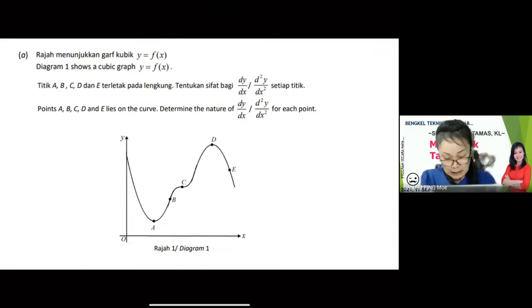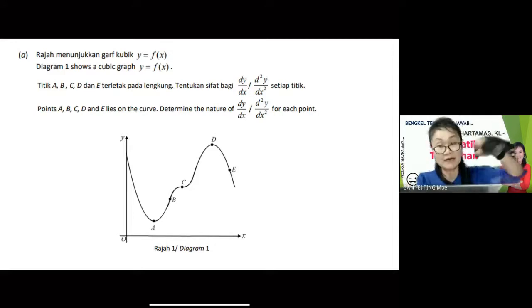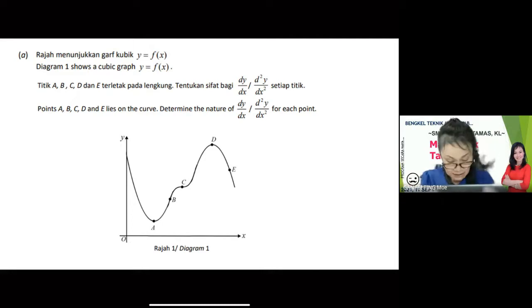Okay. Diagram 1 shows a cubic graph. A cubic graph. Why cubic? Macam ular kena palu. It's not the senyum graph. It's not the muka masam graph. It's not the U-shaped graph. It's not the N-shaped graph. But it's a U-shape and the N-shape. Okay, you know that this is a cubic graph.